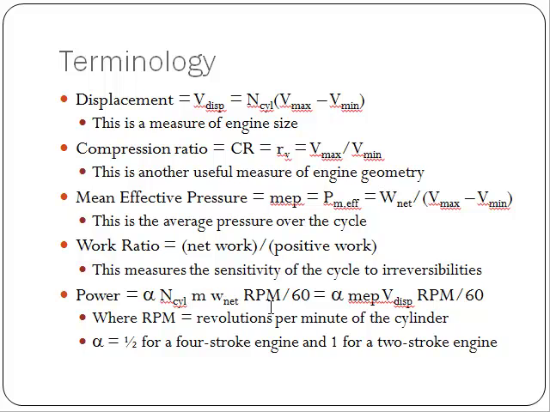Net work times the speed over 60, since RPM, we want it in 60 so we can get it into seconds. Alpha times the MEP, the mean effective pressure, times the displacement volume times RPM over 60 is another way, depending on what you've calculated. Now, frequently we're going to be asked to calculate the MEP, and displacement volume is something that we typically know about an engine, so this latter definition is typically the one that's more useful.